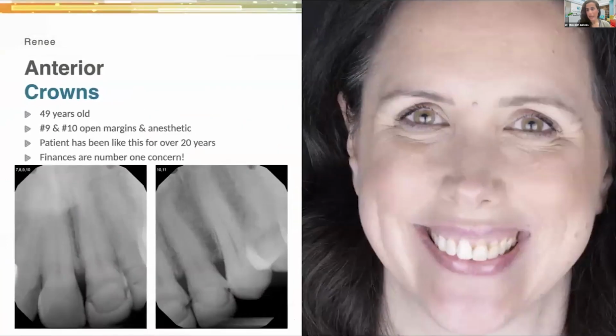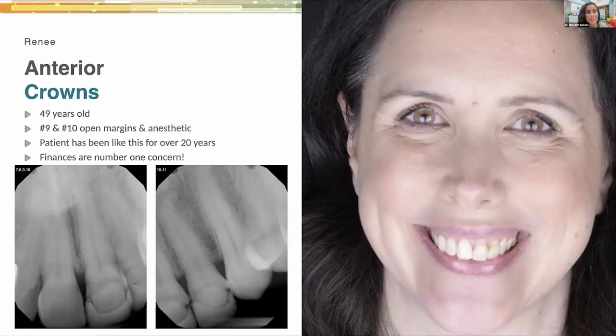All righty. And then just to kind of share again, another real situation that we deal with. This is Renee. So Renee is almost 50 years old. She's been walking around with these crowns on 9 and 10 for God knows how long. And not only are they unaesthetic, right? But they're really poor fitting. If we look at the x-rays, right, we've got open margins, potentially carious margins.